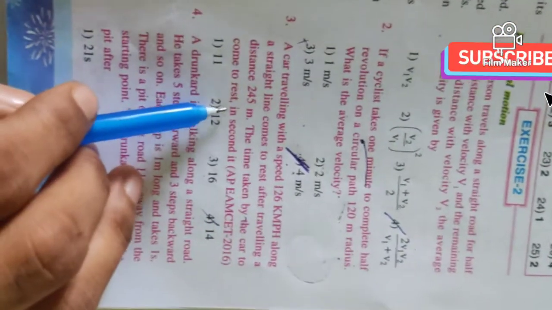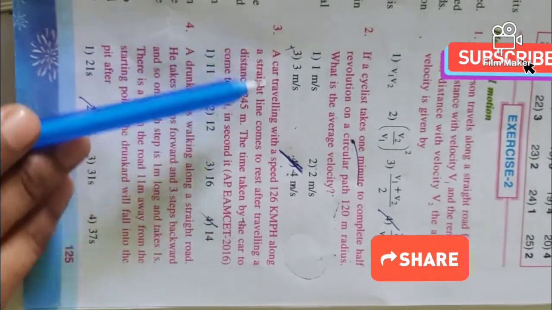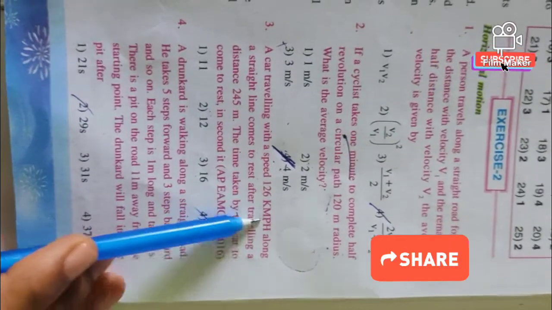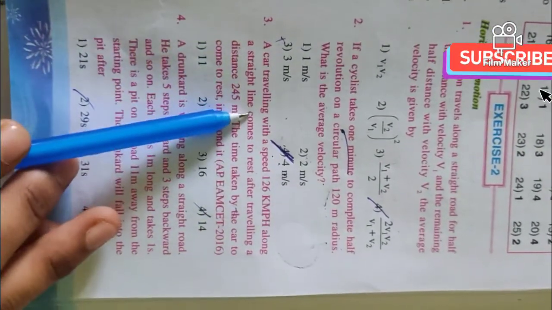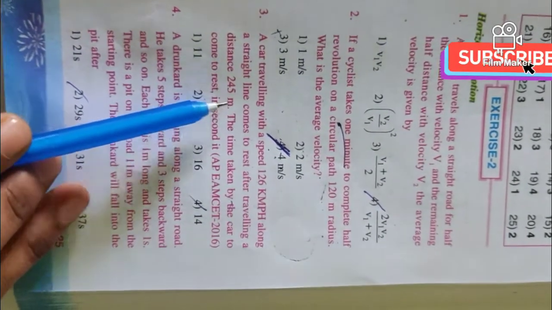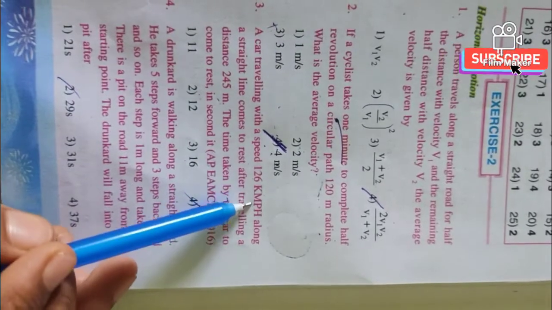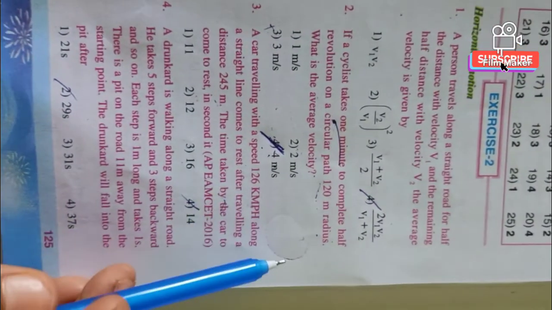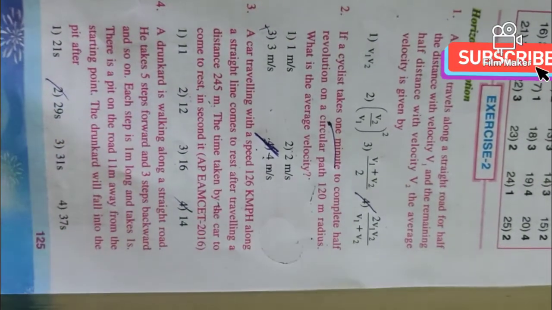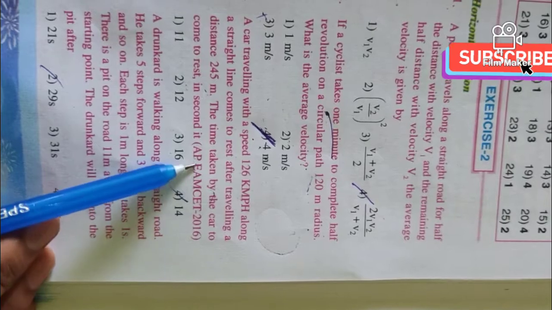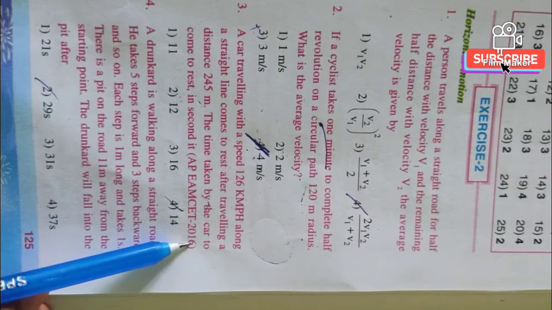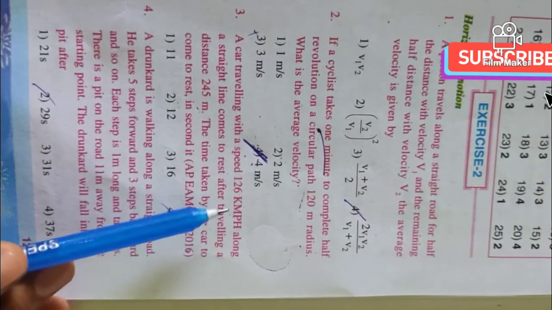Now let us do the third question. A car traveling with a speed of 126 kilometer per hour along a straight line comes to rest after traveling a distance of 245 meters. Here they gave speed in kilometers per hour and distance in meters, so we have to change it into meter per second. Find the time taken by the car to come to rest in seconds. Remember, this question was given in the AP EAMCET in 2016, so this problem is very important.